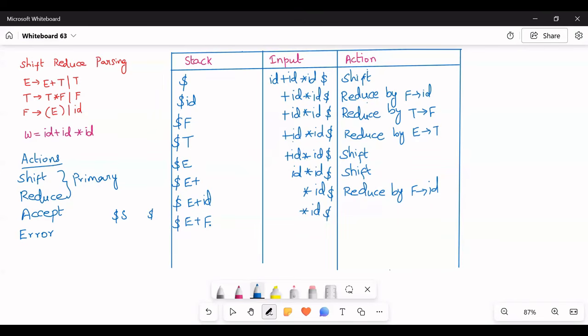Then F. F is a handle. So F must be replaced by T by using the T tends to F production. So the next action is reduce by T tends to F.